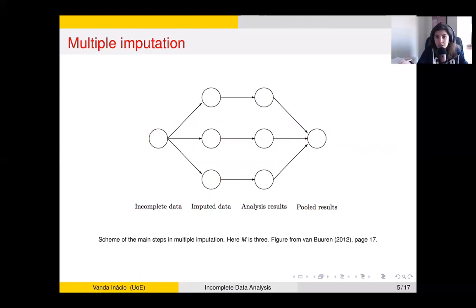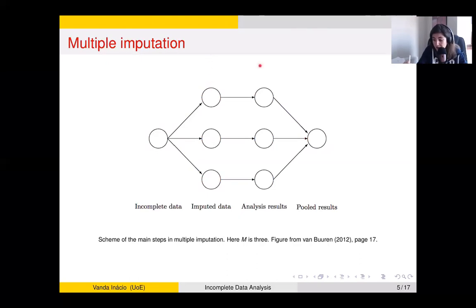In this scheme, we have created 3 copies of our dataset, and for each of the copies, we impute the missing values. So what we did before in single imputation, here we would be doing 3 times, one for each copy of the dataset that we have created. And then we have 3 completed datasets here.